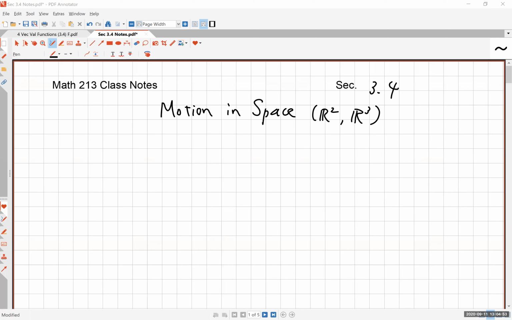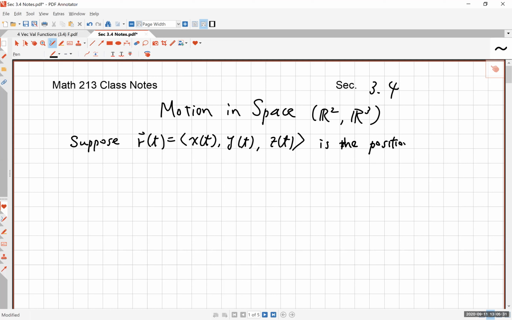Section 3.4 is about motion in space, and by space, of course, I mean either a two-dimensional plane or three-dimensional space. As usual, suppose that we have a vector valued function. We normally use three-dimensional vector valued functions because that is more general than the two-dimensional one. This is the position function. At every time t, x, y, z represents the three-dimensional coordinates of this object, whether it's a projectile or whatever. It's the position function, and you can think of these as parametric functions, if you like.